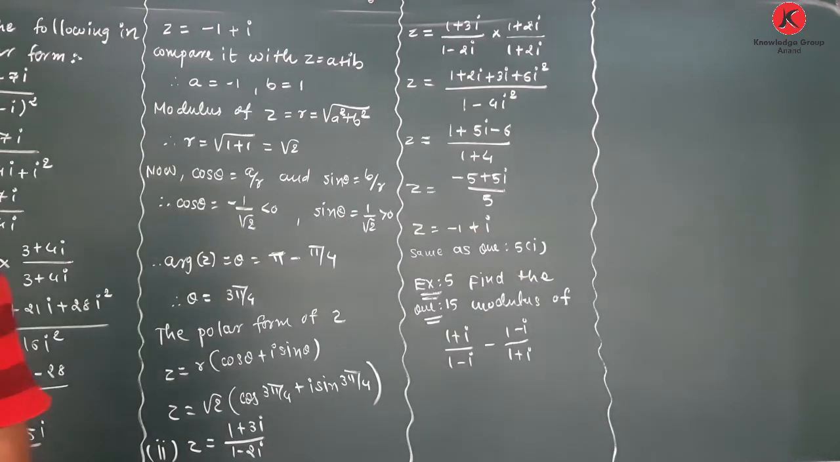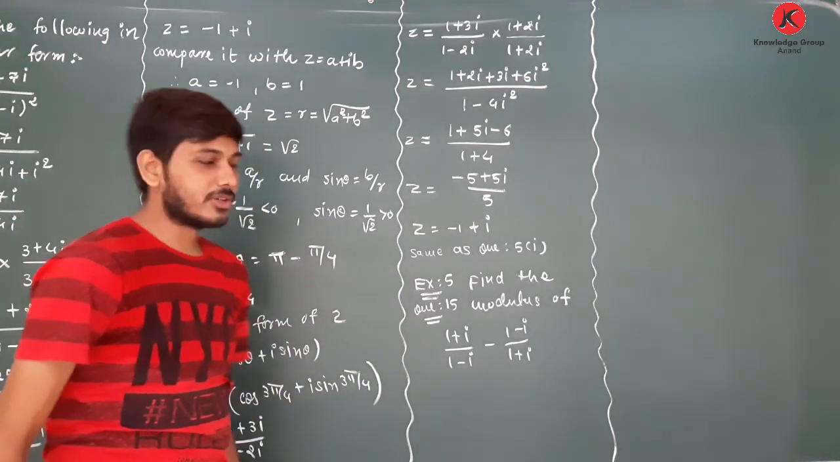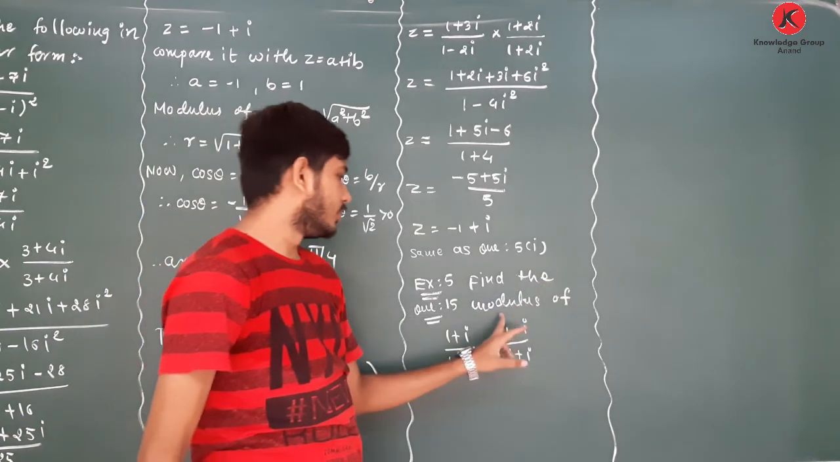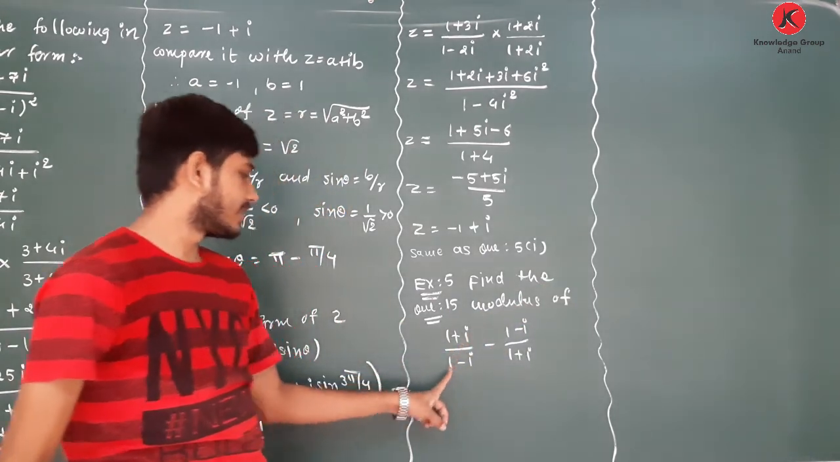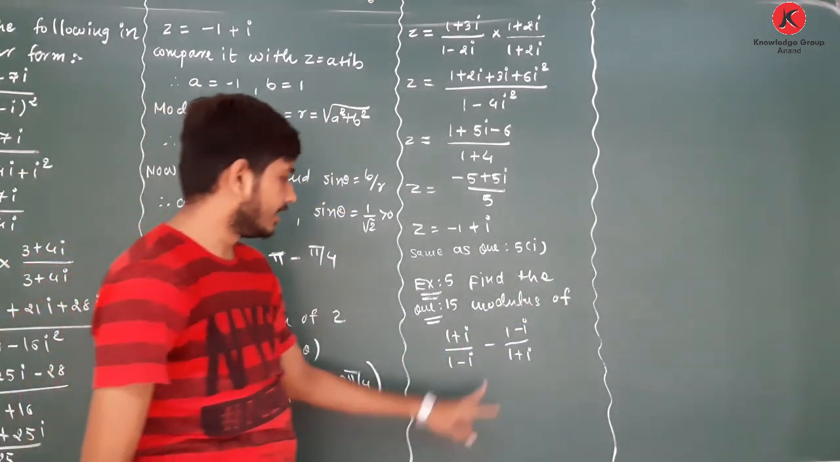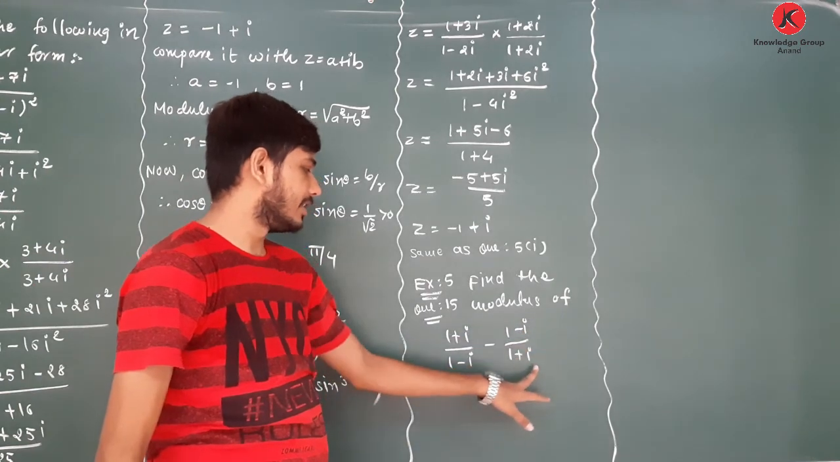Now the next question, exercise 5, question number 15. Find the modulus of 1 plus i divided by 1 minus i, minus 1 minus i divided by 1 plus i.